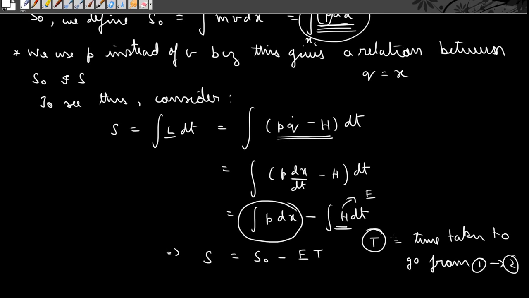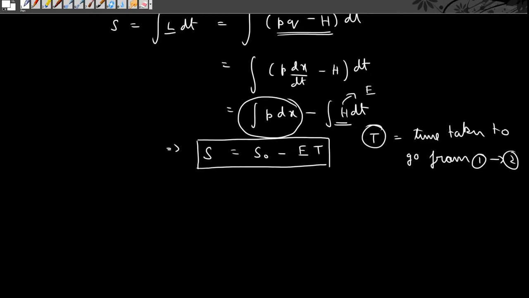What is the value of this T for the correct path? We do not know. So this is the relationship between the action which we defined in our Hamiltonian variational principle, or Hamilton's principle, and the abbreviated action. So moving further, we see that our abbreviated action can be written as S plus E times T.